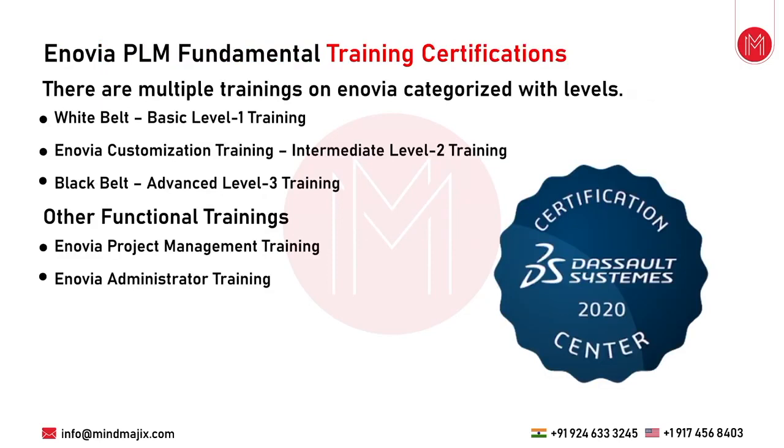As ENOVIA is a DS product, DS provides the online training for this. DS has their learning central. You can go there and apply for the certification. The certifications are categorized by levels. The first is the white belt training, a basic level 1 training. The next is the ENOVIA customization training, an intermediate training. Black belt is advanced training, which includes all the customization and development things.